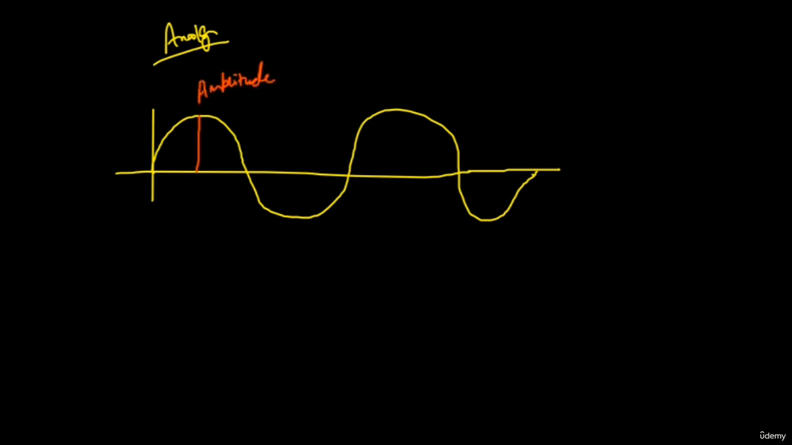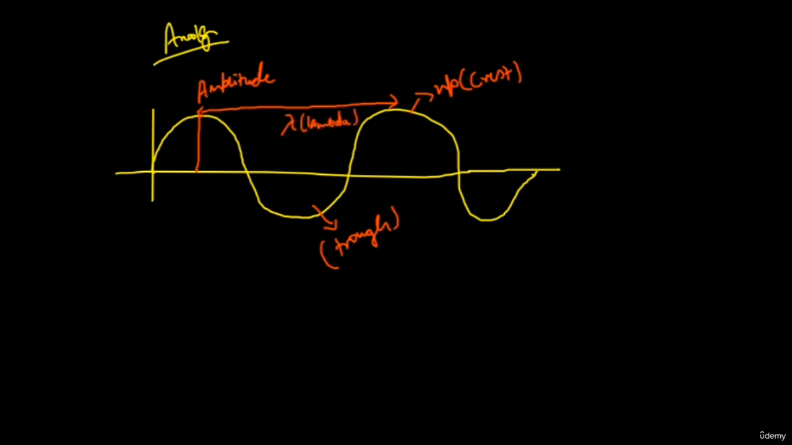And from this point to this point, each bump up is called a crest, and each down one is known as a trough. So the distance between two crests or two troughs is known as wavelength, denoted with lambda, and that is known as wavelength.